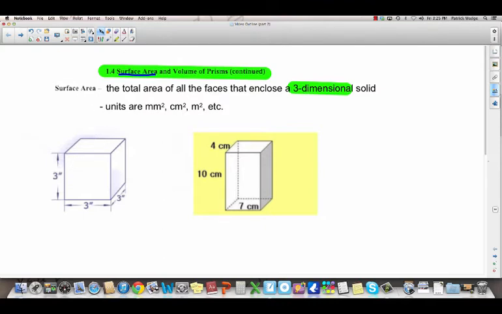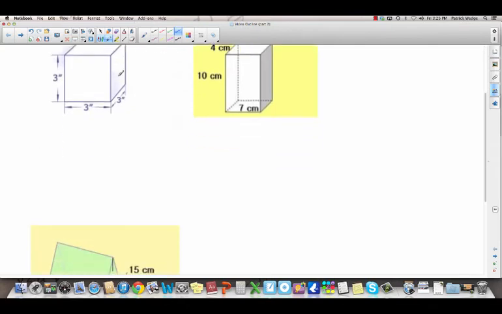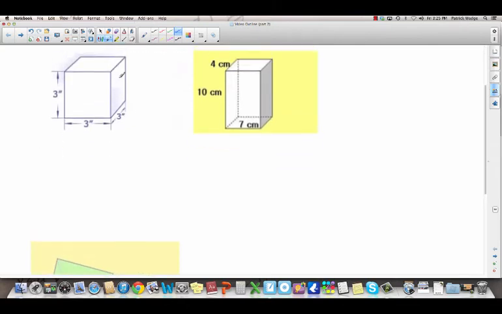Okay? There's no one formula I can give you for surface area. Basically, the formula is find the area of all the faces. So let's do some examples, and you'll see that's always the strategy: take a look at how many faces there are, whether any of the faces are the same as each other, and get the area of all the faces.